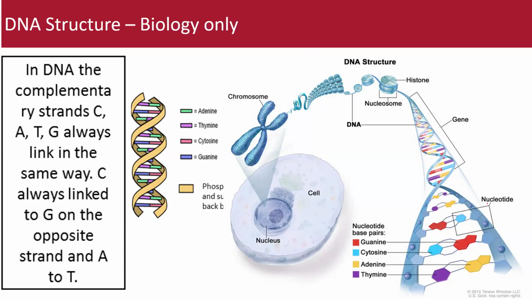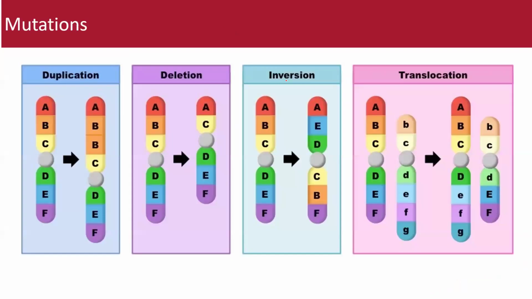Right, so DNA structure. We've got our base pairs: AT, CG: adenine, thymine, cytosine, and guanine. You should know the base pairings, they are the ones that link together. There are 4 possible mutations: duplication, deletion, inversion, and translocation. Duplication, you've got 2 B's. So it's a possible mutation. Some mutations can be beneficial, some are not. Deletion, the B's now gone.